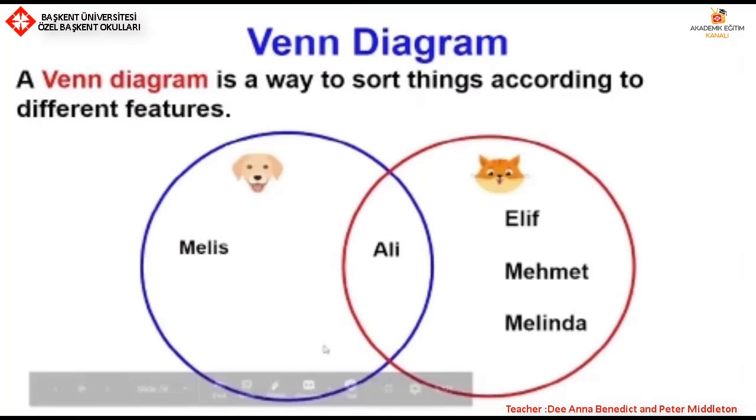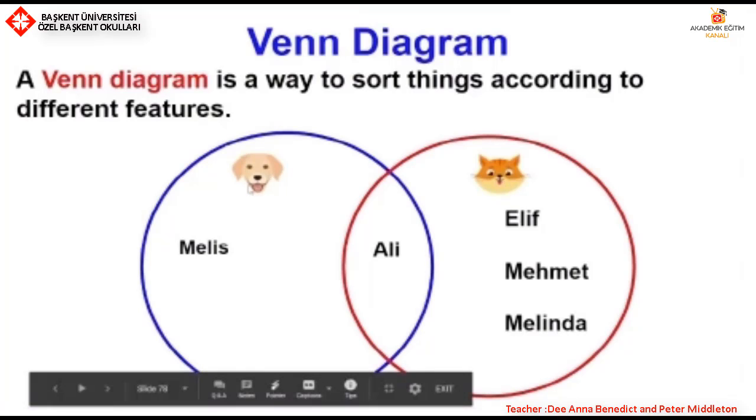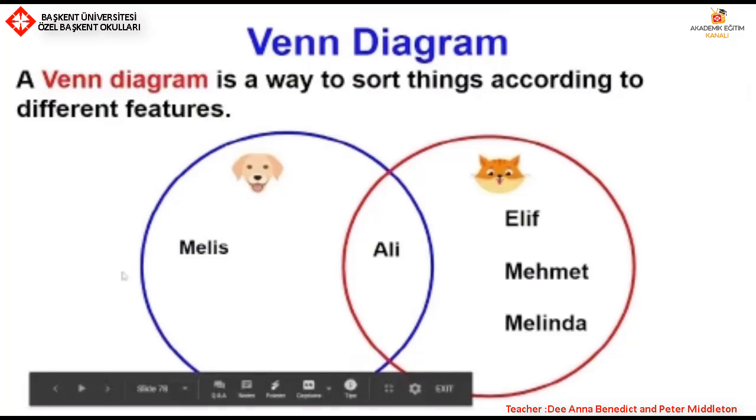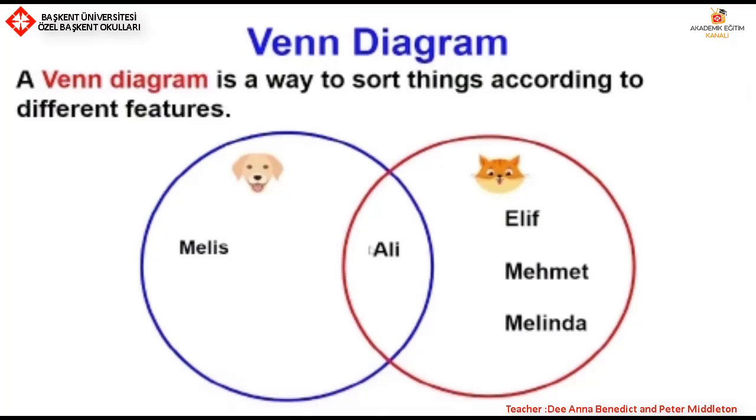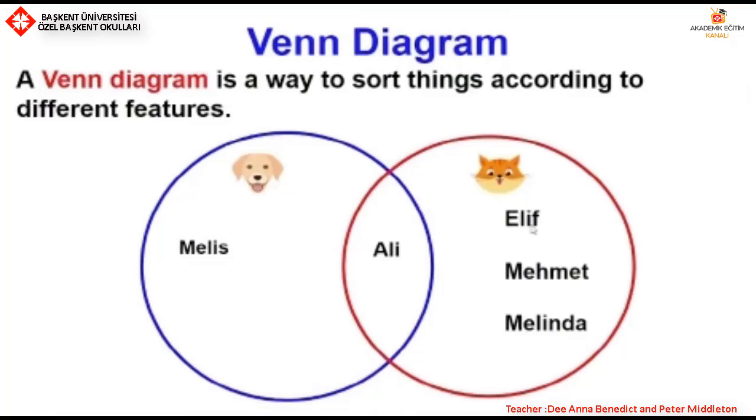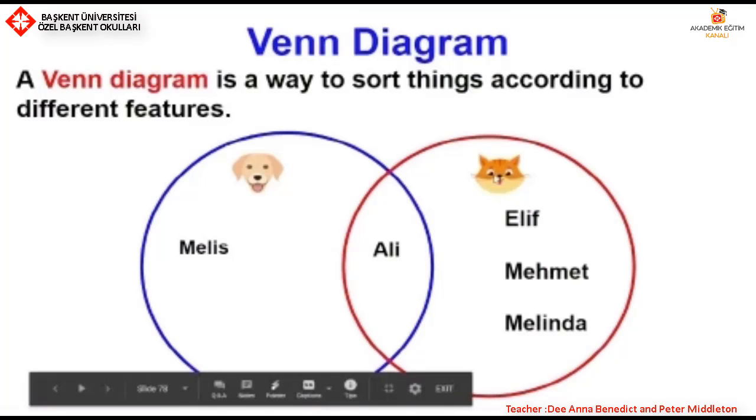We can put these animals in these circles or Venn diagram, and we can look and see who has what animal. Melis has a dog. See, in the blue circle is for dogs. But look, Ali has a dog too. He is in the blue circle. Elif, Mehmet, and Melinda have cats. They are in the red circle.